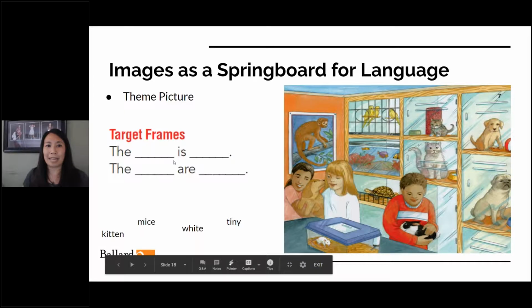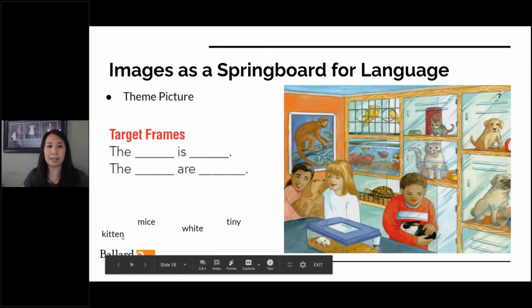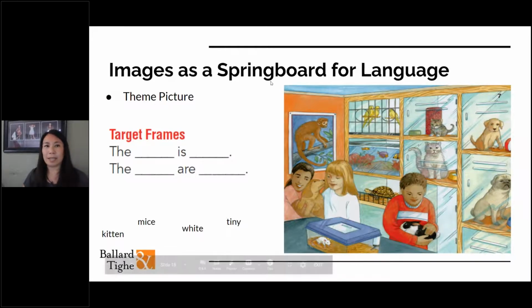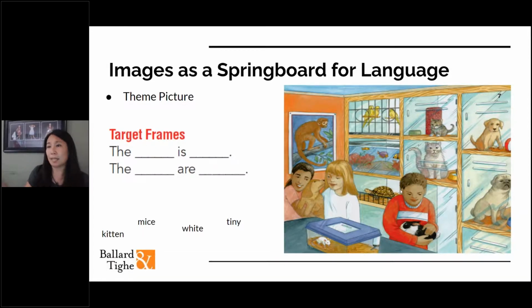So here you'll see the blank is blank. So I need a singular, right? So not plural. So the kitten is white. And then for plural, the mice are tiny, okay? So basically that's how I could do this as a springboard for language. I could do the I do it, we do it together, and then the students make a lot of sentences for this image. Okay.